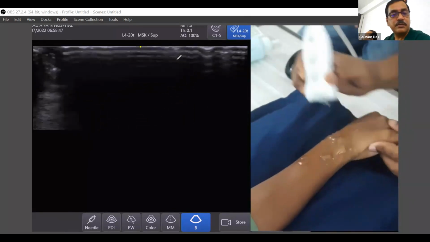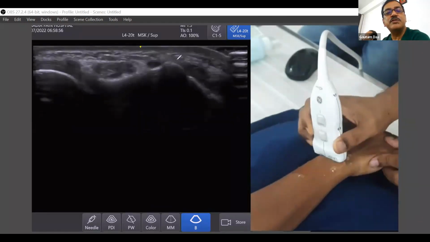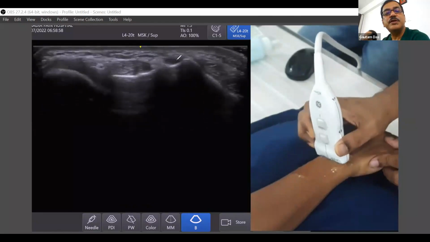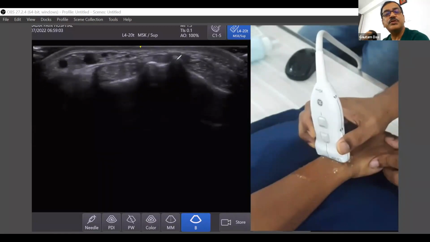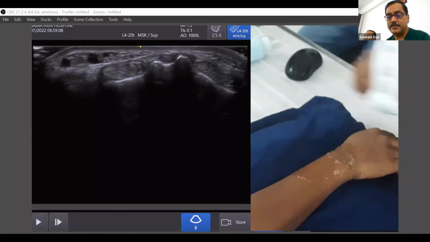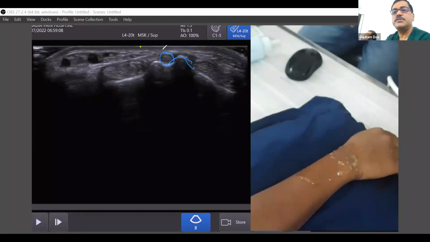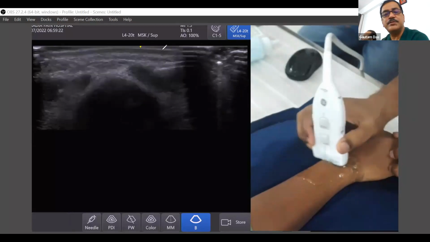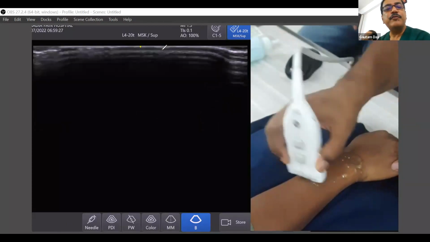Just beside the Lister tubercle is your third compartment. This is your extensor pollicis longus. So this is your Lister tubercle, and this is your extensor pollicis longus. Now let us see this proximally and distally. Just follow this tendon.